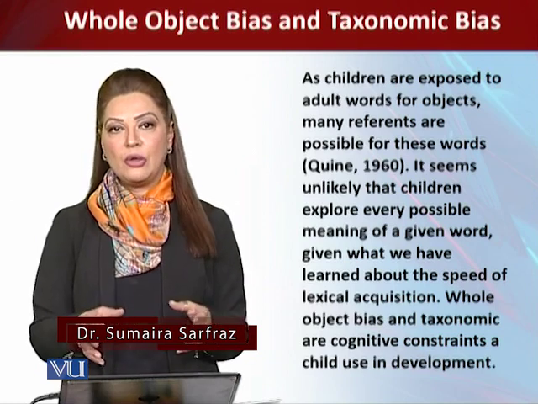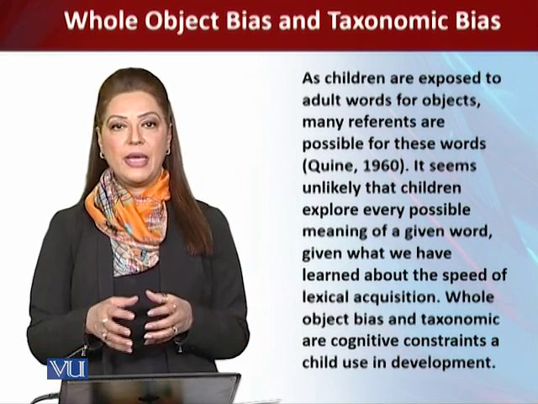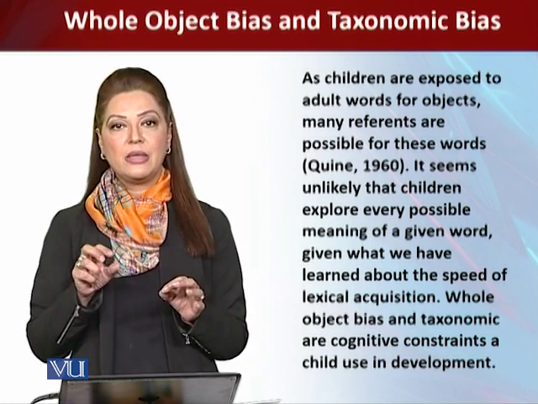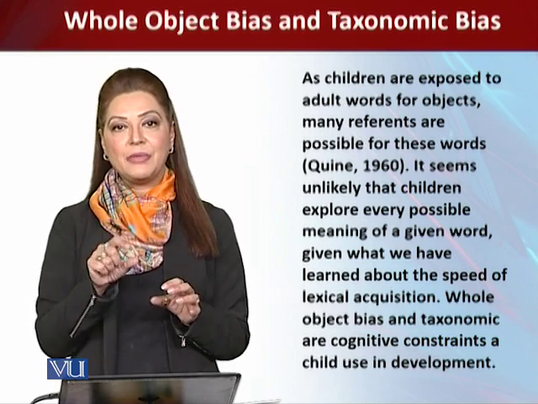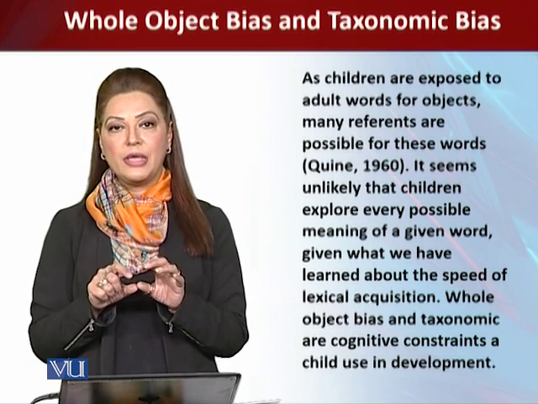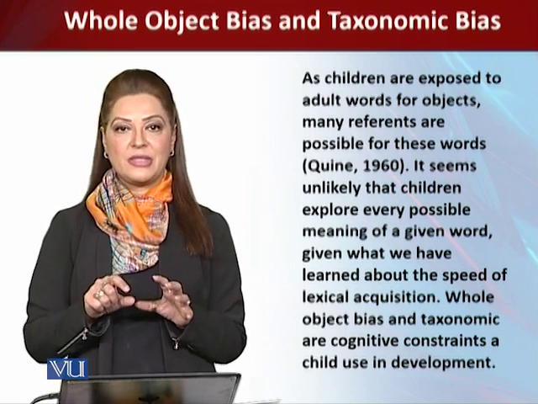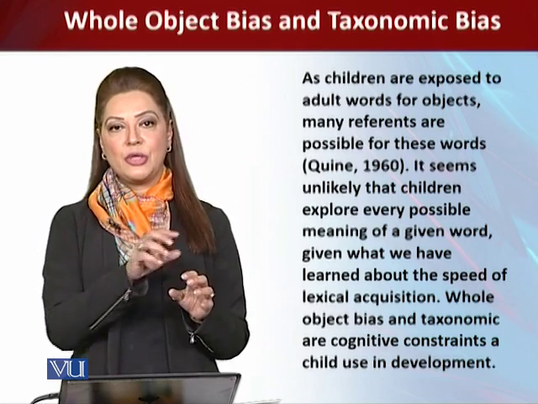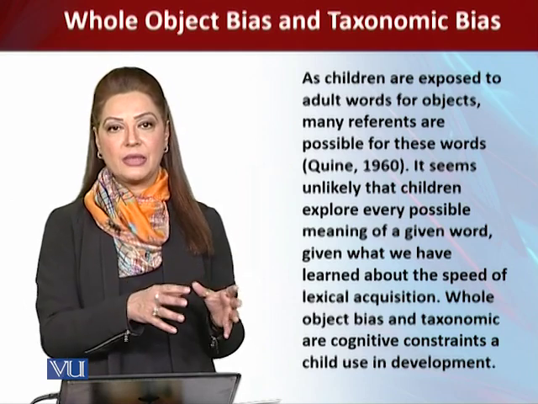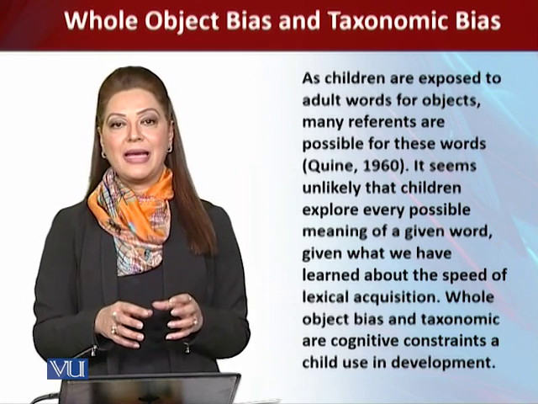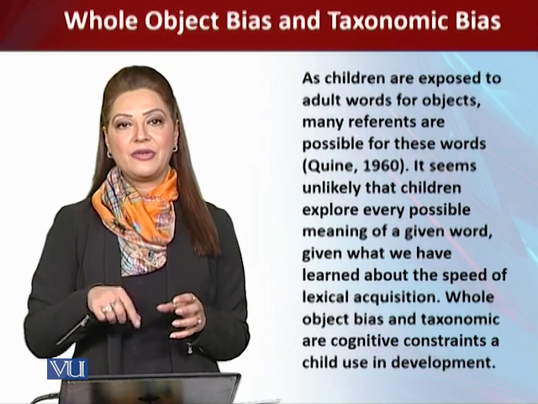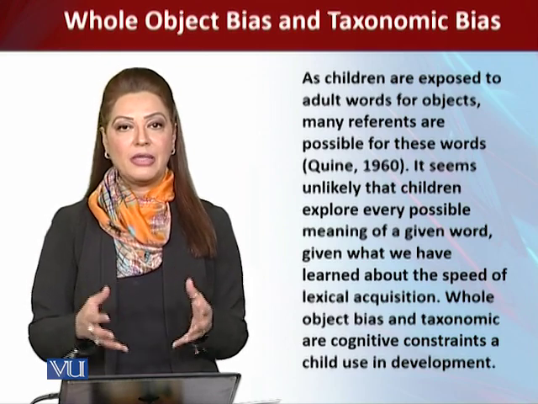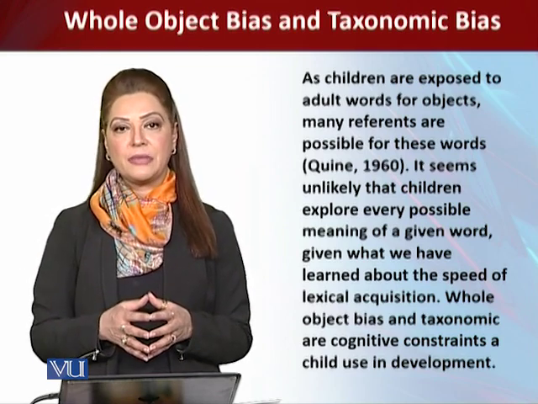bias. The whole object assumption is where, if a child is given a name for an object, the child will assume that that particular name or word is going to cover all the characteristics of that object. For example, if the adult points to an object and tells the child that it's a truck, the child will assume that truck covers all the characteristics of that object, which means tires, colors, or other parts, doors of that object.